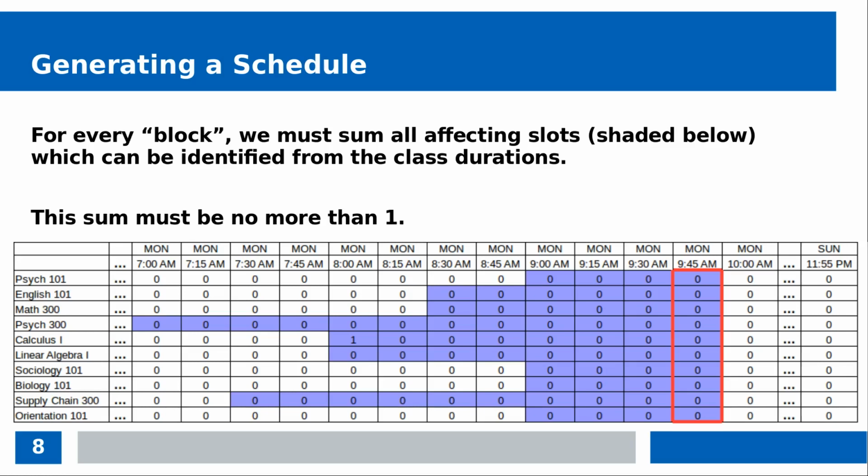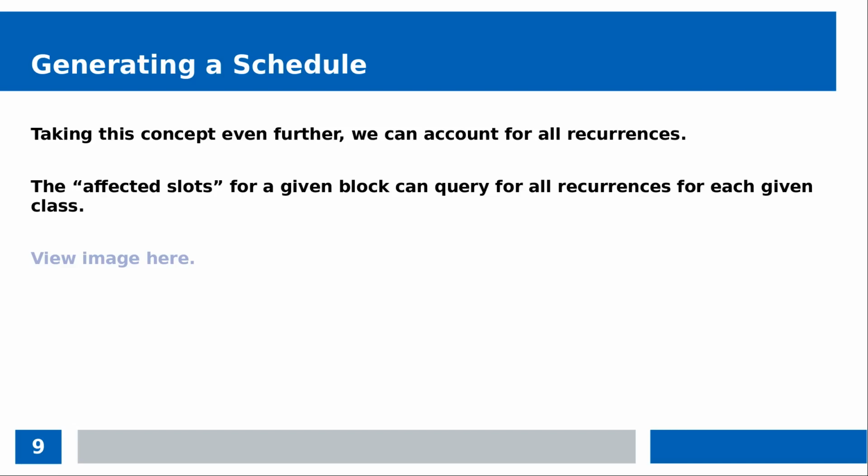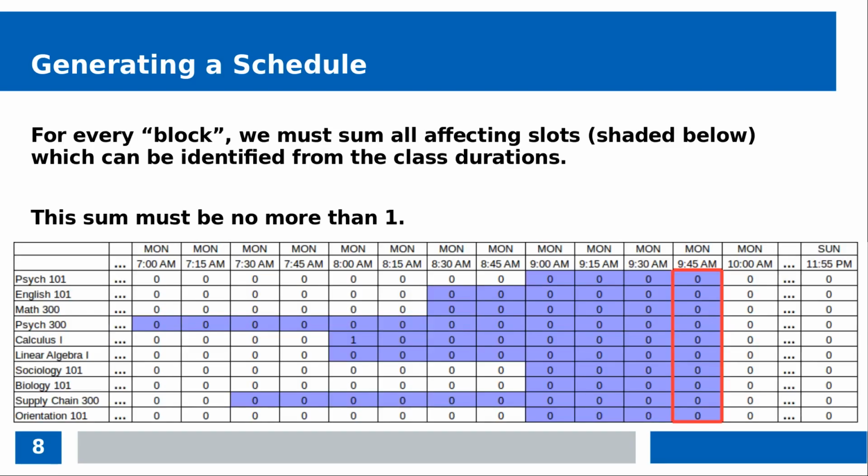So the sum of all the values in this blue area, as indicated by the class durations, must be no more than 1. Whenever you have a sum of two or three, etc., in this blue shaded area for the 9:45 a.m. block, then the 9:45 a.m. block is double booked. And we need to do this for every single 15-minute block. We need to come up with a model that does this for every single block.